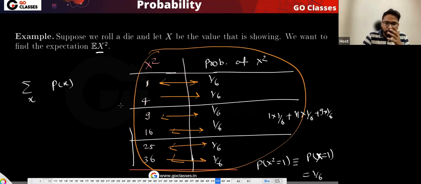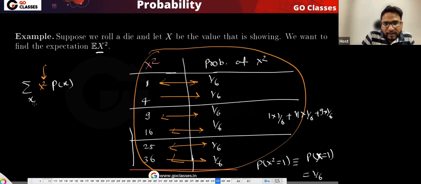And which variable do you want to find the expectation of? Just plug in that variable. What is that variable? X square, right? Just plug in the x square here. So plug in the x square. Yes. So now x square, or y, whatever you want to say.